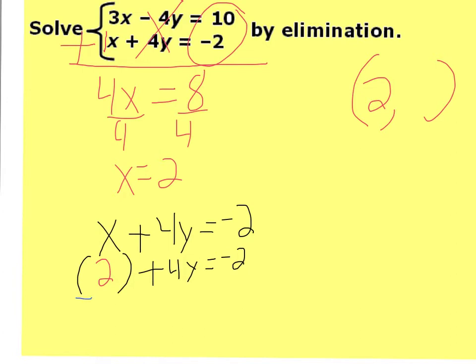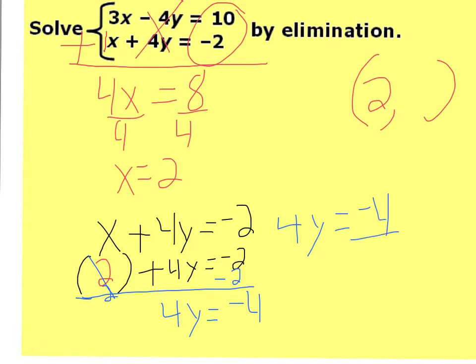I'm going to minus 2 from both sides, and when I do that, this will cancel, and then I'll get 4y equals negative 4. So I kind of know what the answer is already, but I'll show my work. I'm going to divide both sides by 4, and I get y equals negative 1. So I'm going to go back and put the negative 1 in where y is. I'm done. That is how you solve with elimination.